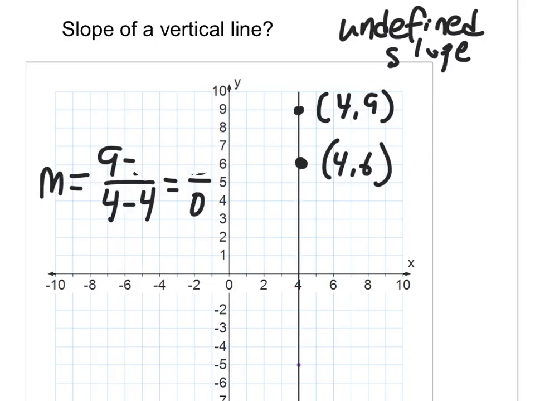I went to where it's 9 minus 6. It doesn't matter what I pick there, but I want to get the numbers to match up. So it's 9 minus 6. It wouldn't matter what points I pick here. I would always have a number in the numerator because I do have vertical change, but I have no horizontal change, and that's why it's undefined. All right, let's go back to the page.